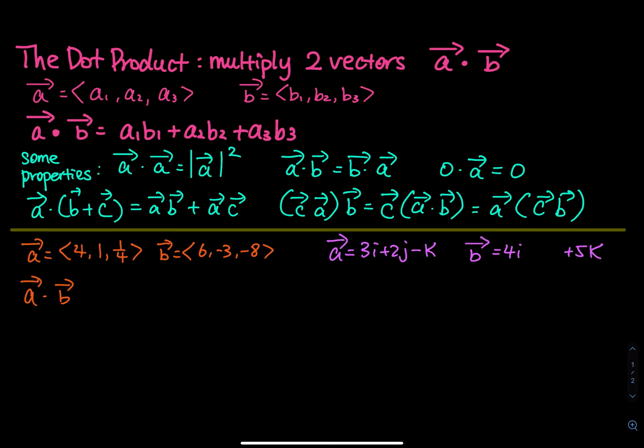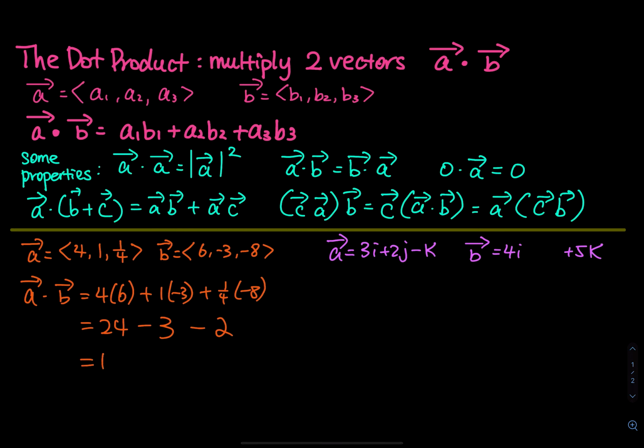All right, so that is equal to 4 times 6, and then plus 1 times negative 3, and then plus 1/4 times negative 8. So this is equal to 24 minus 3, and then minus 2. So 24 minus 5, the dot product is equal to 19.